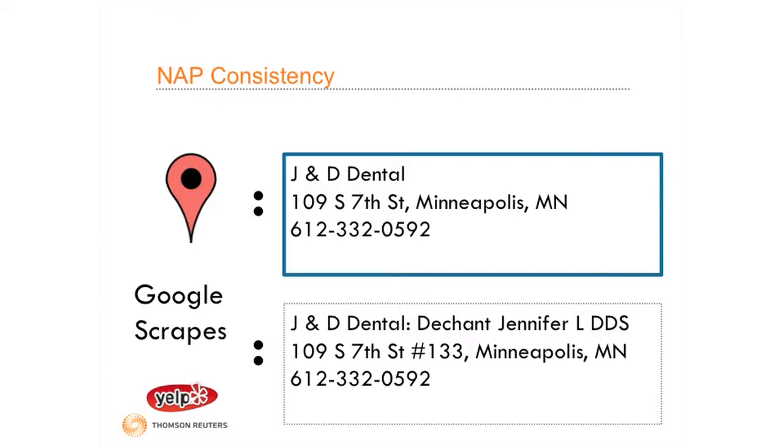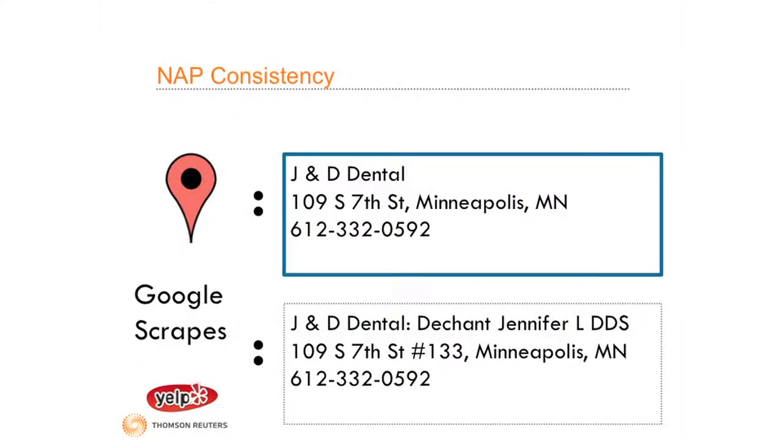So the reason that citations are very, very important is that Google looks at citations to determine where listings show up on Google Maps in their ranking. So Google scrapes information from all over the web. And if they find information that's inconsistent with what they have on Google Maps, it can cause some confusion for Google.